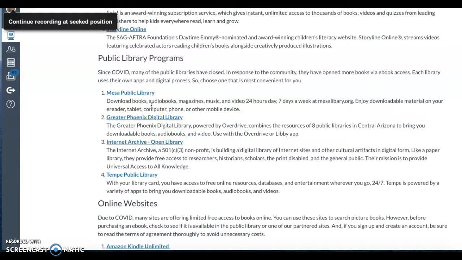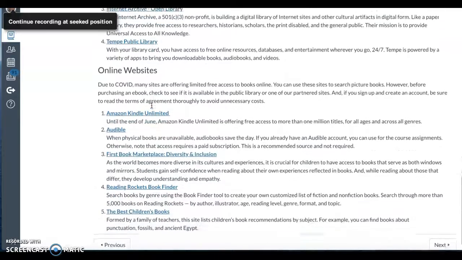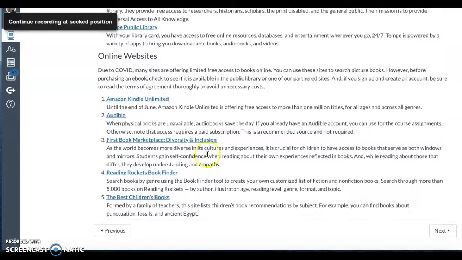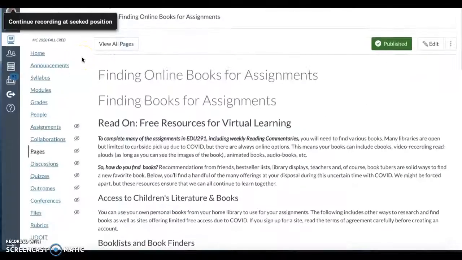Also, public libraries are open for curbside pickup, and also the MCC library as well. So if you prefer to check out books, then that is a good place to do it. There are also some online resources, but be leery because sometimes these sites do require a paid subscription, and I am certainly not asking you to buy a subscription. There's plenty of free options.